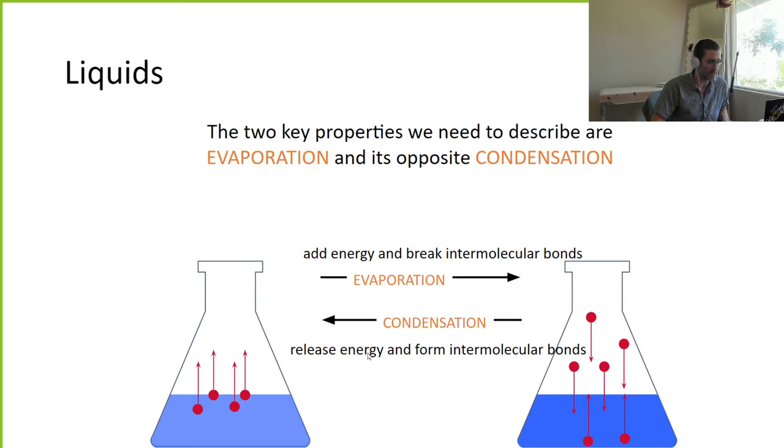So as energy is acquired by the system, the molecules move faster. Those intermolecular bonds become overwhelmed and can't hold the substance together, and the molecules are set free as a vapor. If the molecules slow down, then they're able to interact with one another. The amount of energy they have in their motion isn't sufficient to overcome the intermolecular forces. They stick together, they coalesce, they condense, and they form a liquid from vapor.